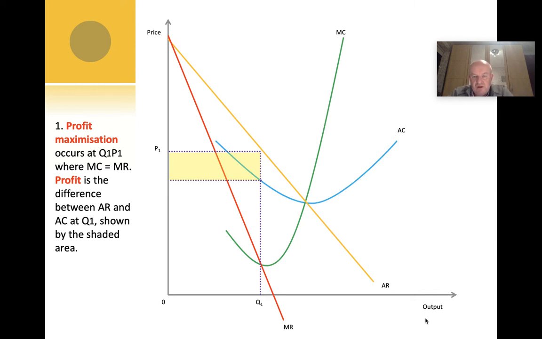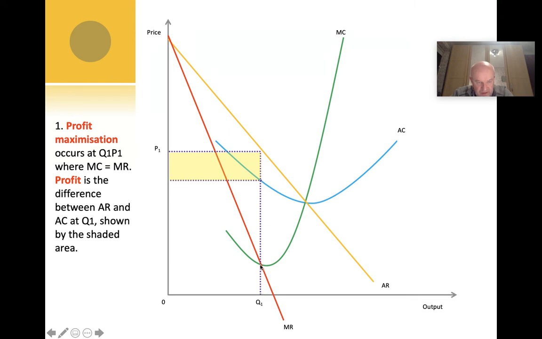If we show that graphically, this is a position where we would be a profit maximizing firm. You can see profit maximization in this case occurs at Q1, P1. Unfortunately, the drawing isn't absolutely 100% accurate. It should be right on that average revenue curve, that dotted line, but let's not worry too much about that for the moment. That's the point, as you can see, where marginal revenue and marginal cost cross.